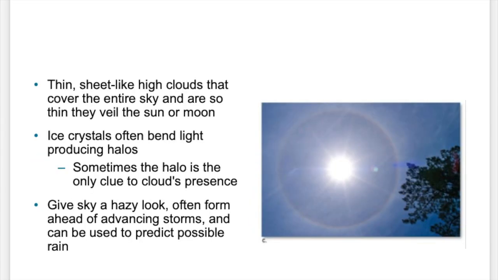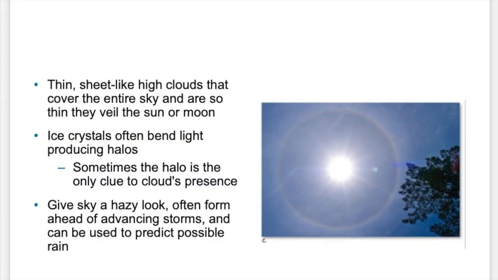And then we have cirrostratus, and these are thin sheet-like high clouds that cover the entire sky and are so thin they veil the sun or moon, so we can see that halo effect. And ice crystals often bend the light, producing this beautiful phenomenon.